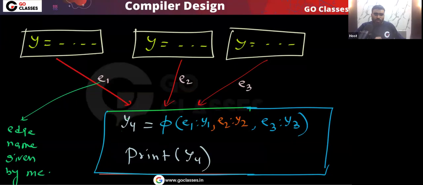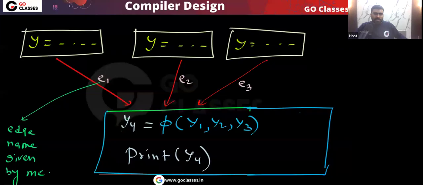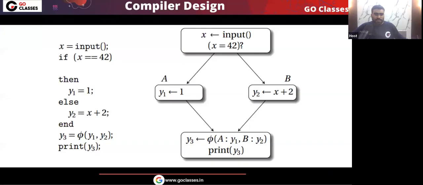So that's it, I hope you understood. The same thing you can simply write like this: give y1, y2, y3 to this phi function, and it will give you the correct value, and then you can just print y4. Did you understand this magical function?